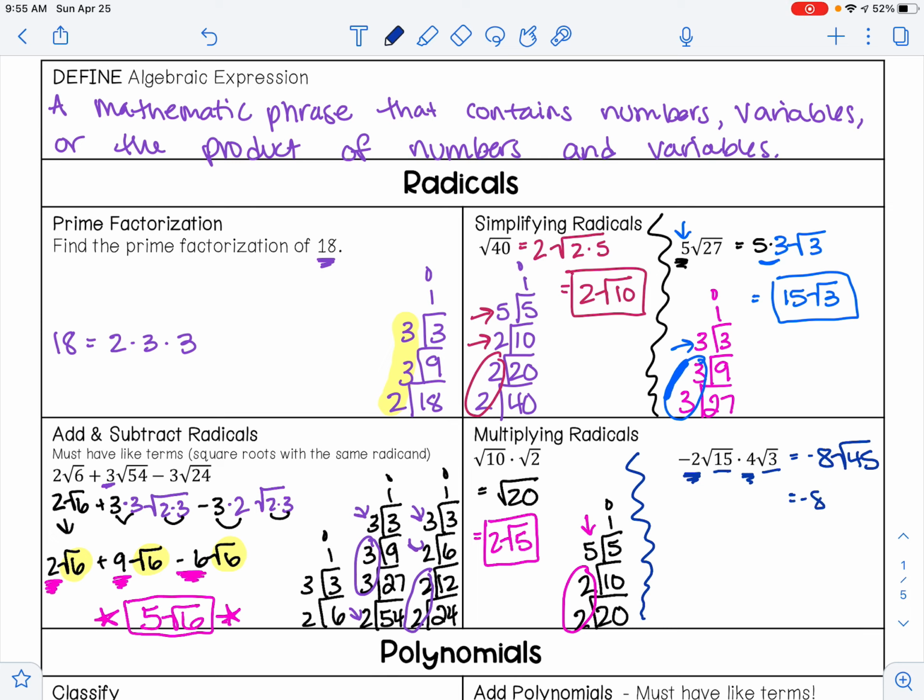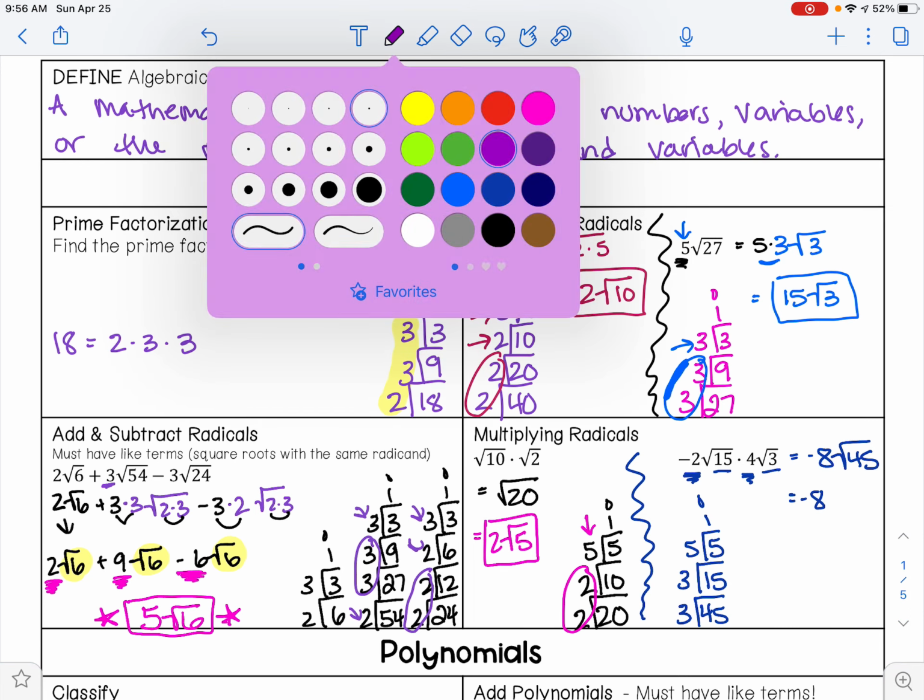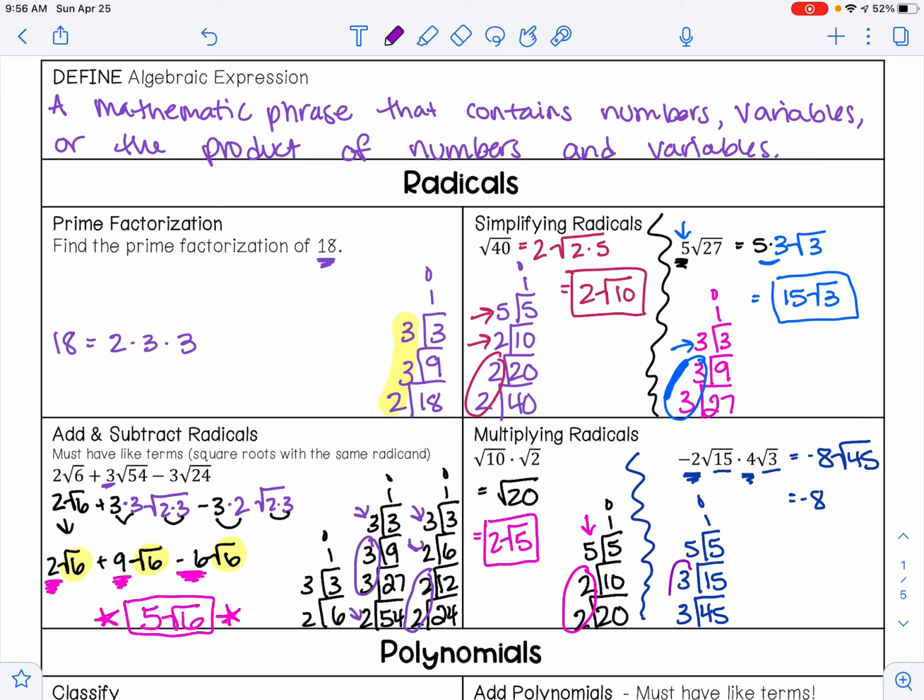Negative 8 is the coefficient out in front, and then I want to do the prime factorization of 45. The smallest prime number that goes into 45 is 3. It goes in 15 times. The smallest prime number that goes into 15 is 3. It goes in 5 times. The smallest prime number that goes into 5 is 5. It goes in once. When you get to 1, you're done. That's the candle to your cake. I have a pair of 3's that can leave the square root symbol. This 5 does not have a pair, so that 5 is going to stay inside.